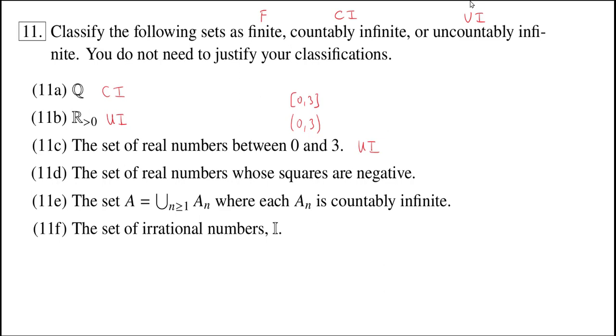These are in bijection with the interval 0, 1, which we proved directly was uncountably infinite. Okay, you can just divide each of the elements in here by 3. You'll end up in the set 0 to 1.